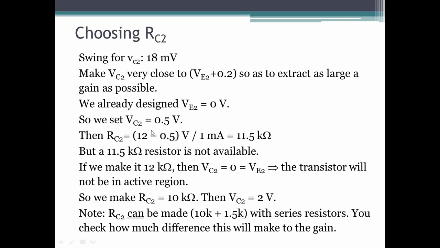So RC2 then will be 12 minus 0.5 divided by 1 milliamp, which comes out to be 11.5 kilo ohms. Now we don't have 11.5 kilo ohm available. We have a 10 and we have a 12. Now if we make this 12, if we make RC2 12, then VC2 will become 0, right?